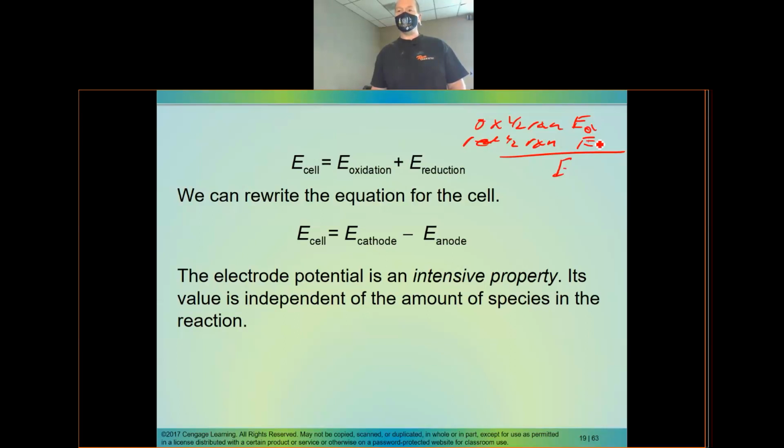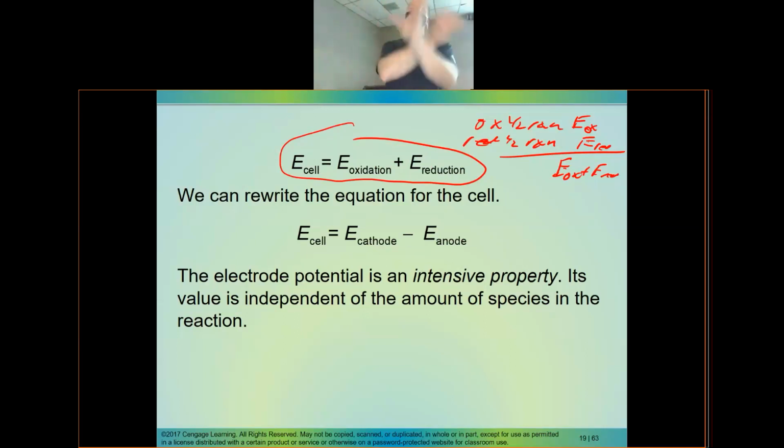So this can be your E for oxidation, this is your E for reduction. Just simply add them up: E for oxidation plus E for reduction. So I guess this is the equation that I use. But remember, to get the oxidation, you have to take the opposite of the reduction. All right, and so these are intensive properties. That means when you multiply the reaction, you do not multiply that intensive property by that integer. Its value is independent of the amount of species in the reaction. So when you multiply it by 2, now you have 2 moles, but you are not changing the electrode potential number.